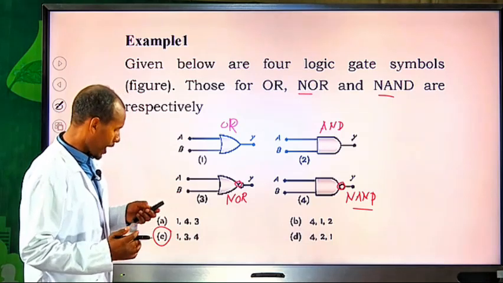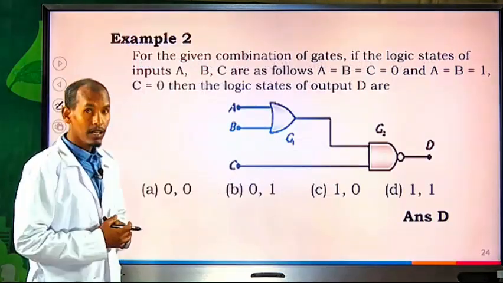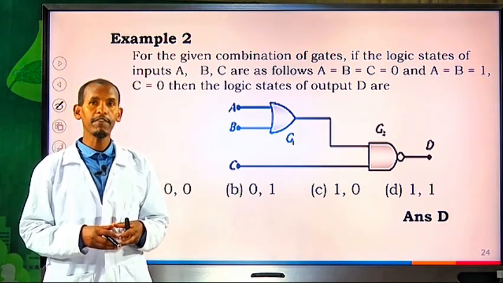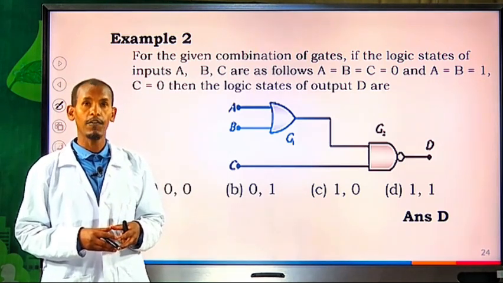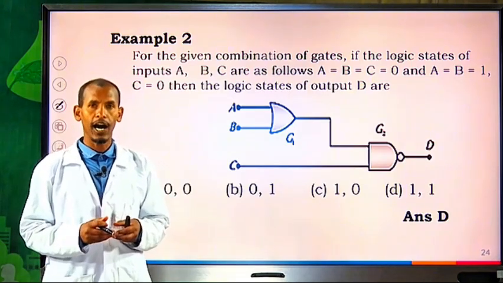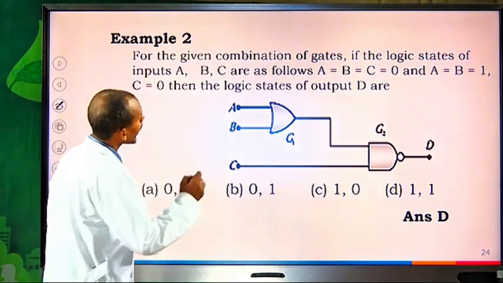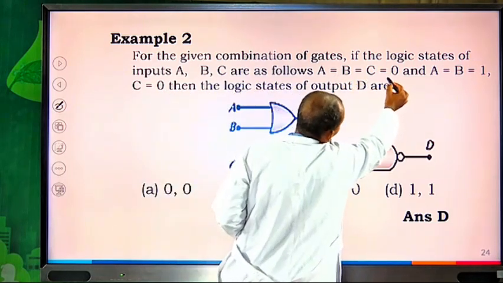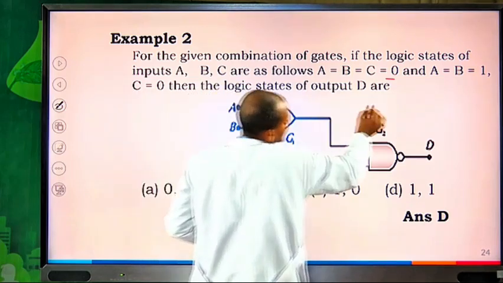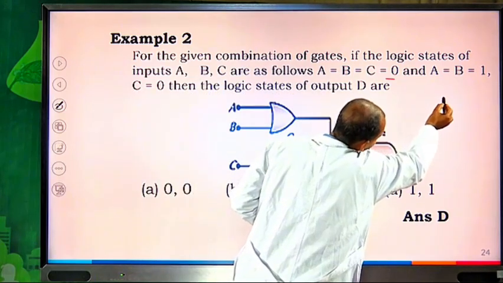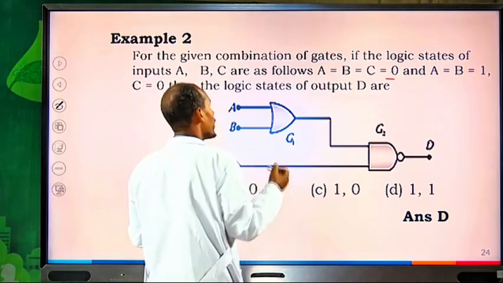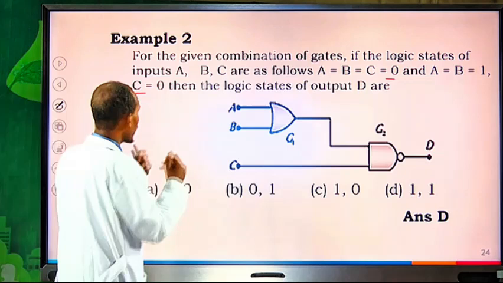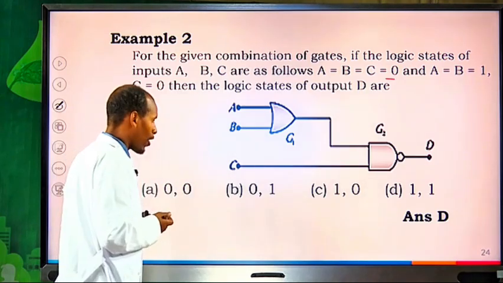Let's do an additional example. Example 2. For the given combination of gates, the logic status of inputs A, B, C is as follows: A equals B equals C equals 0, and in the other case A equals B equals 1 and C equals 0. For these two situations, which one of the following is the correct output?